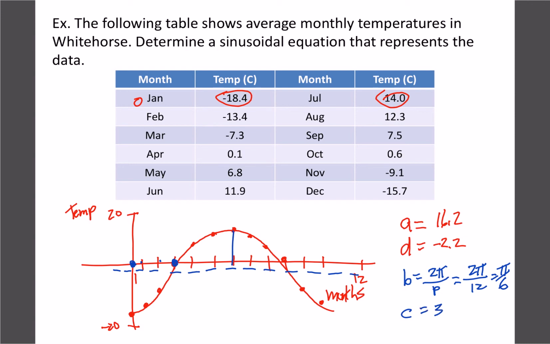We want to go 3 months over, so in terms of months, we would say 3. So our equation then should be y equals 16.2 sine of pi by 6 times x, we're going to the right, so that'd be -3, and our d is -2.2. So that would be a pretty good equation to model our temperatures for this situation.